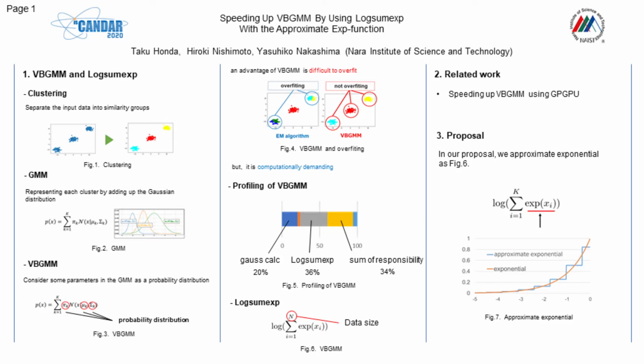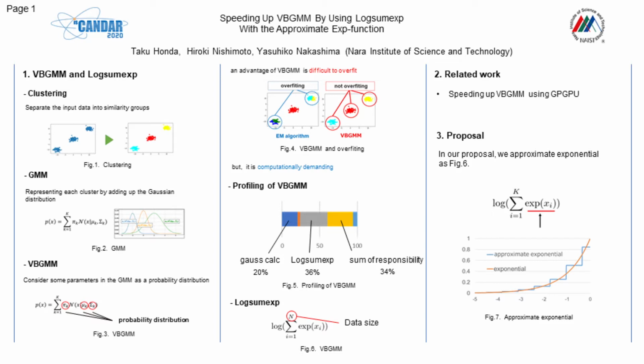Next, I will explain about VBGMM. In VBGMM, we consider some parameter in GMM as probability distribution like Figure 3, compared with another method such as the EM algorithm. VBGMM has the advantage that it is difficult to overfit like Figure 4. On the other hand, it has the disadvantage of requiring a large processing time.